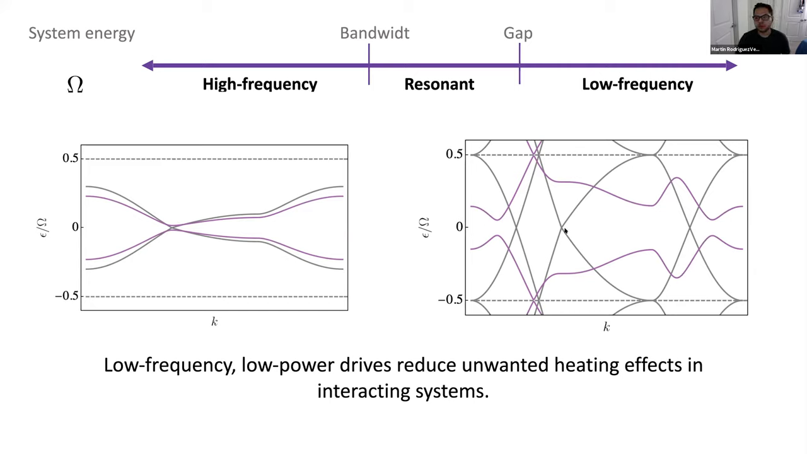However, when you consider a low frequency system, the picture is much more complicated, since you are folding in the spectrum of the system, and you can have a number of resonances at the edges of the Floquet zone. So one needs to be a bit more careful in that regime. However, this low frequency regime is, from an experimental point of view, better because it reduces unwanted heating effects that arise in interacting systems.